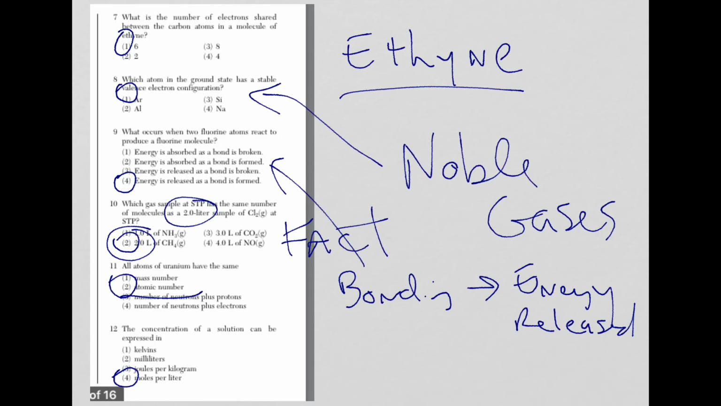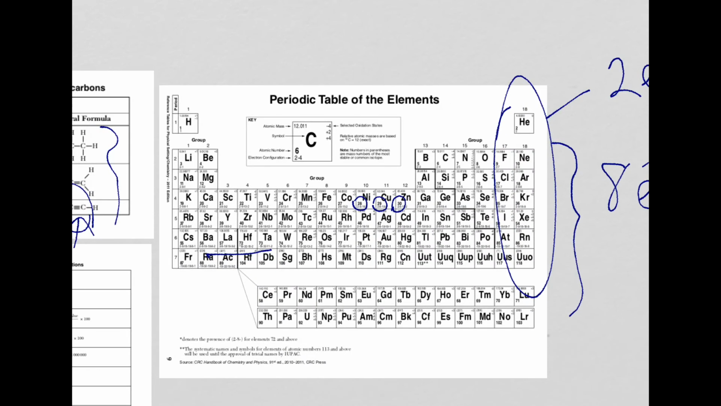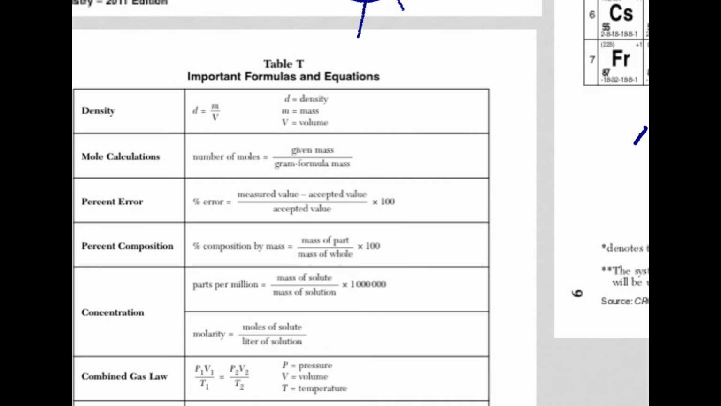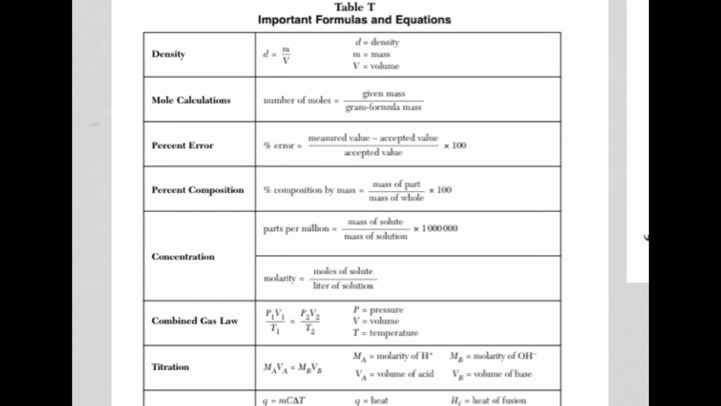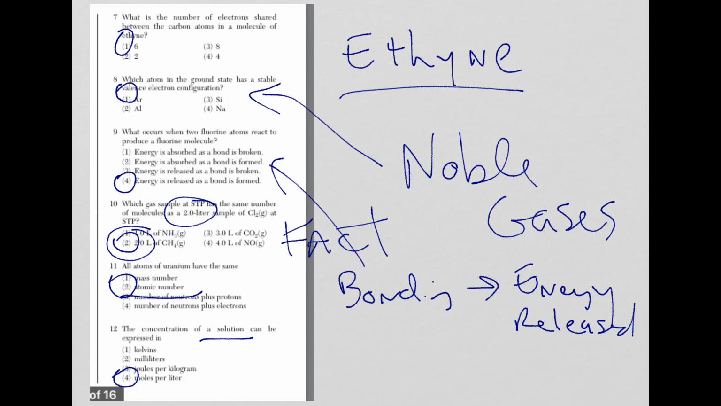Finally, for the last one, concentration of a solution. The units for solution. There's a couple of different calculations for solution. Reference table T has your formulas and equations. Under concentration, you see 2 possibilities. For parts per million, if it's grams over grams, it cancels. For molarity, it's moles over liters. That's what you're looking for. So this concentration has to do, again, with solutions. And that's why the answer is choice 4. So it's on reference table T.